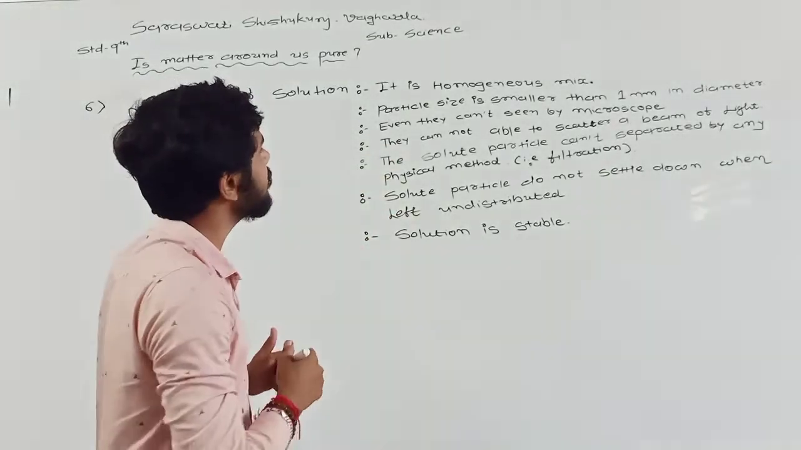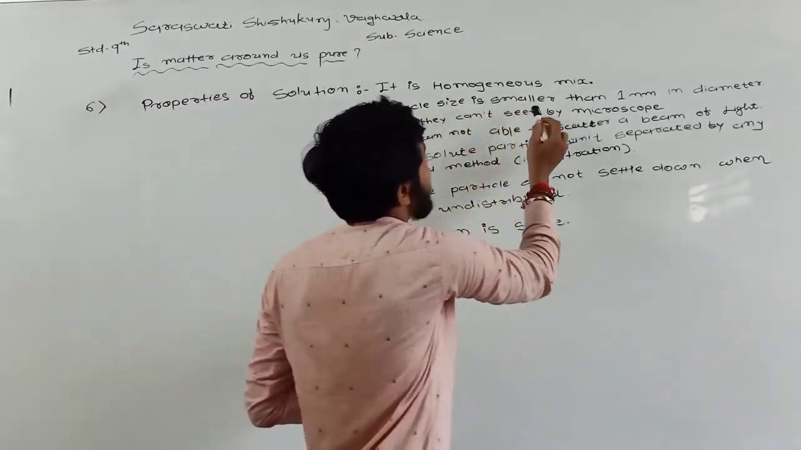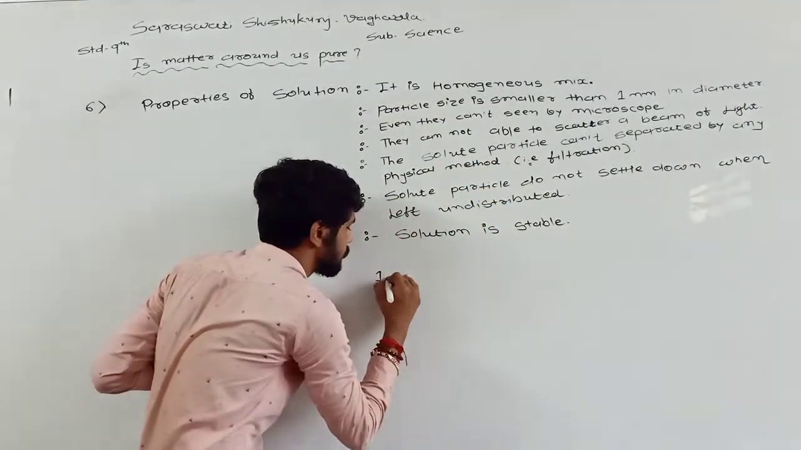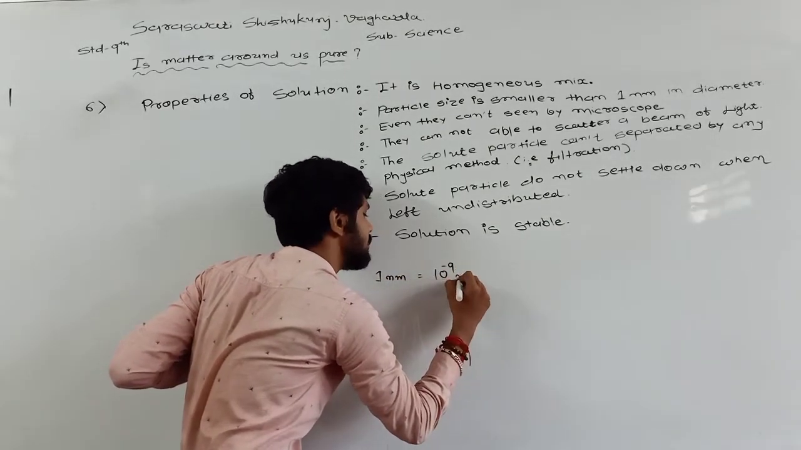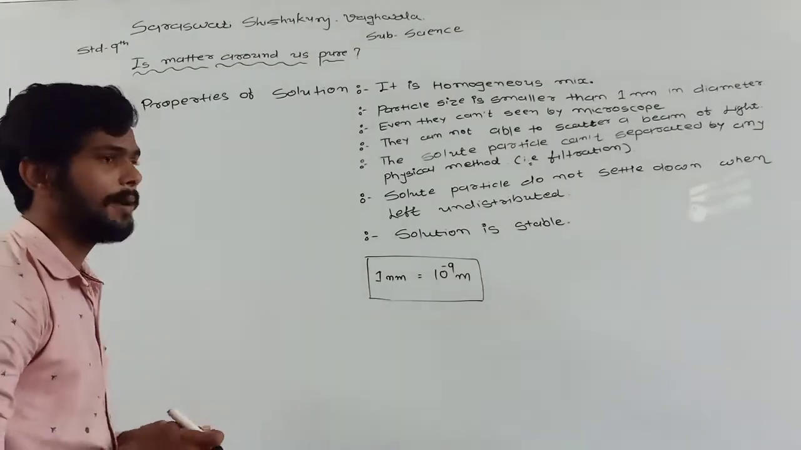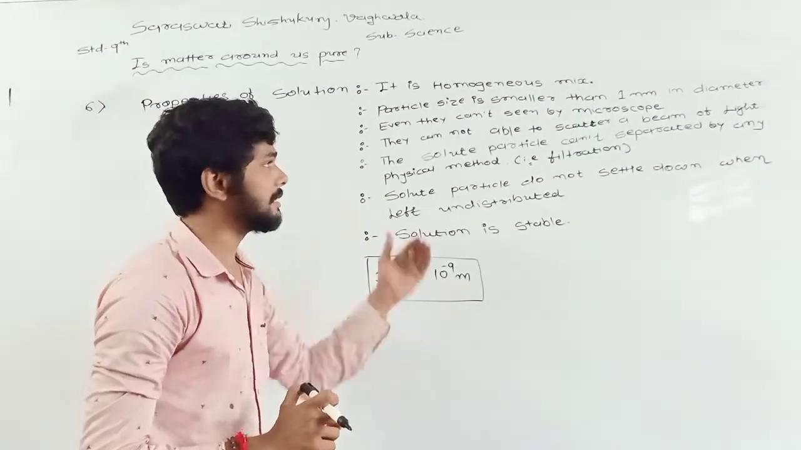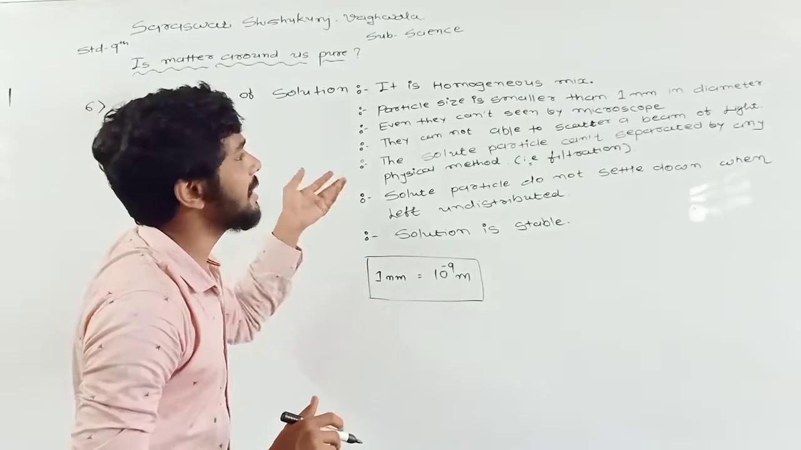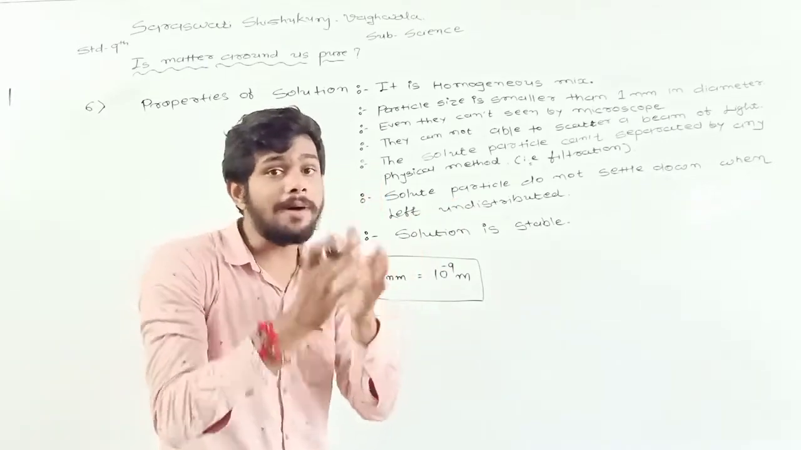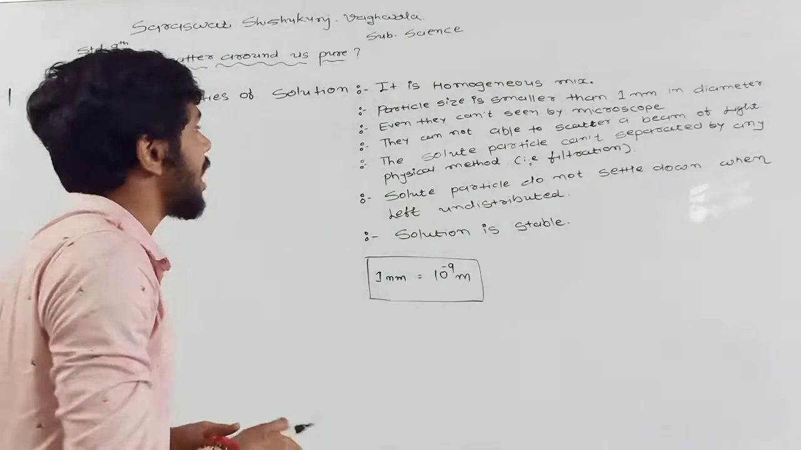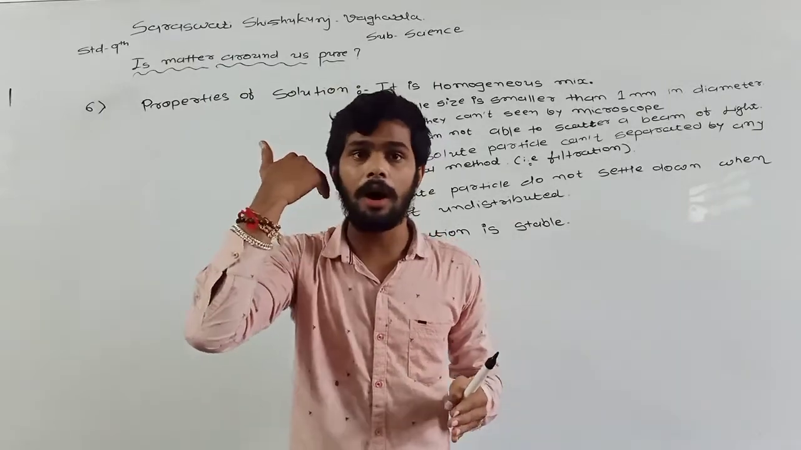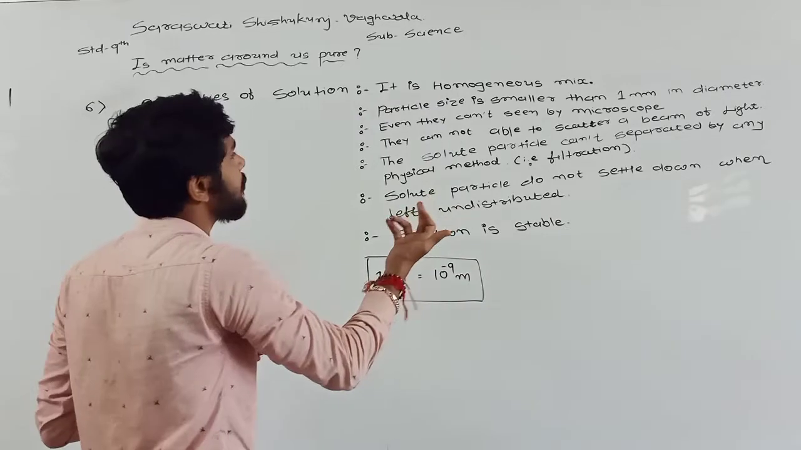Then the second characteristic or property is that the particle size is smaller than 1 nanometer in diameter. That means 1 nanometer is equal to 10 raised to minus 9 meter. Okay beta, keep it in your mind. It can be asked in MCQs or fill in the blanks. So the particle size smaller than 1 nanometer in diameter means the size is less than 10 raised to minus 9 meter, and that's why it can't be seen even by an electron microscope. We cannot see those particles with the help of an electron microscope.